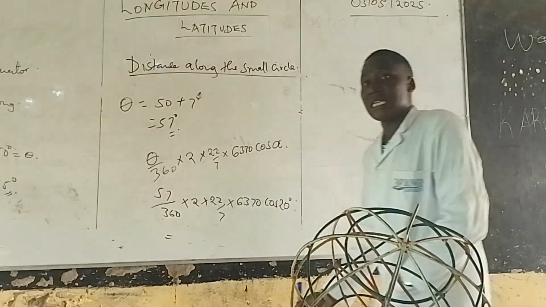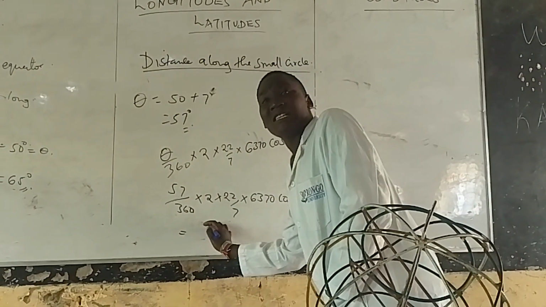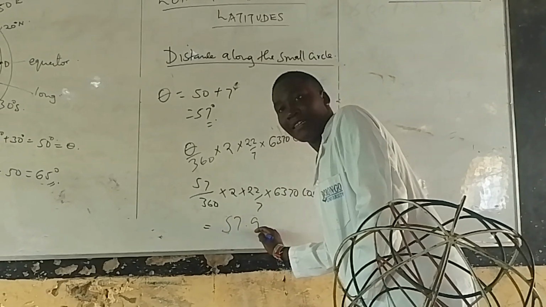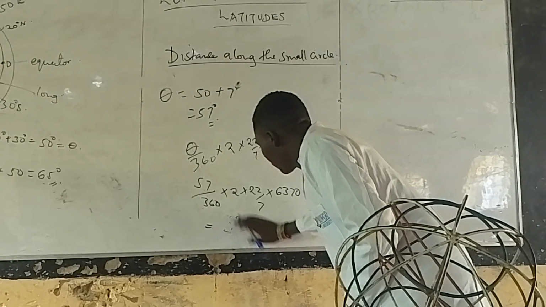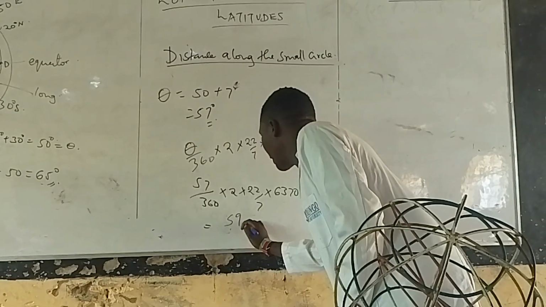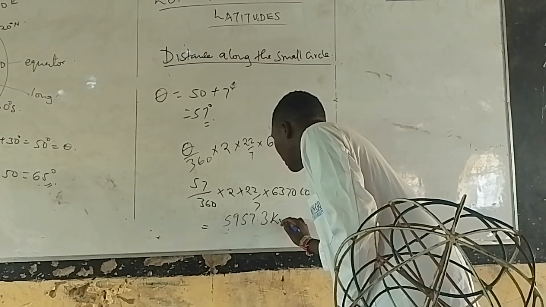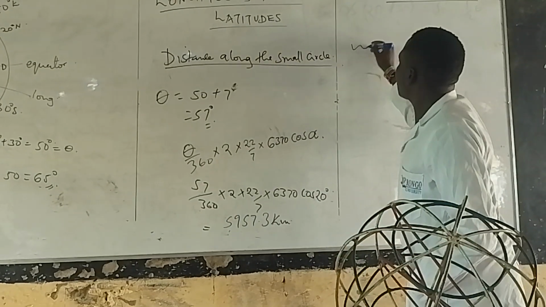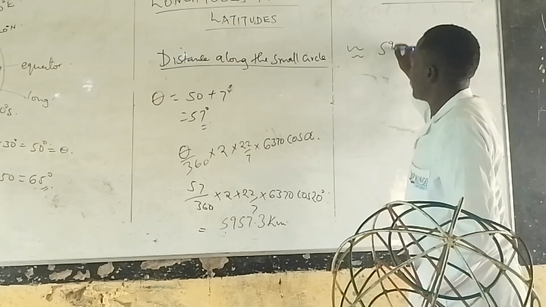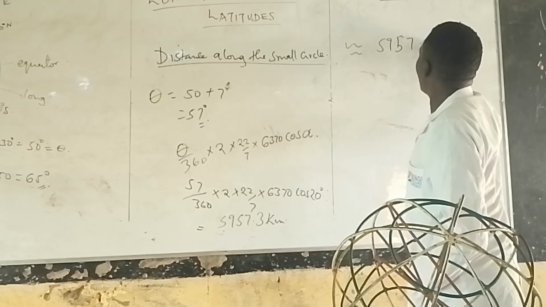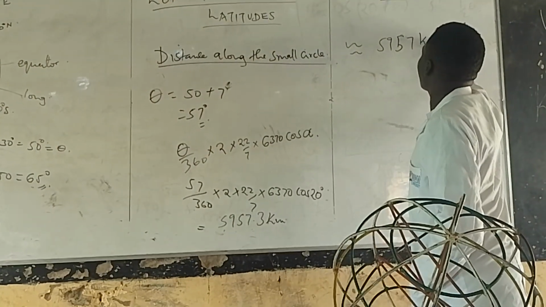57.9, so it is 59.57.3 kilometers, which is approximated as what? 57 kilometers.